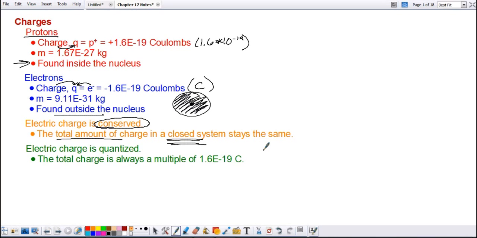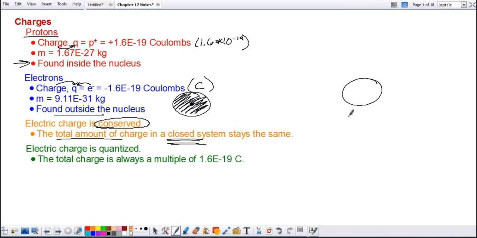Now, that does not mean that we cannot create or destroy charge. It just means if we're going to create it, we're going to create a net charge of 0. So let's go ahead and look at one way that we're creating charge. Fermilab and certain labs, they're creating charge, okay? And here's how it's happening.